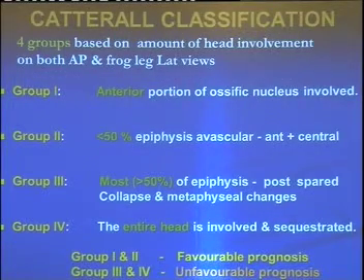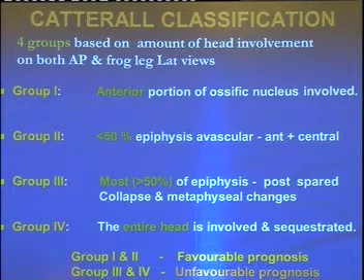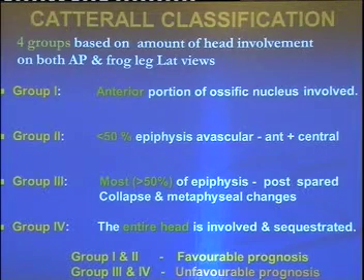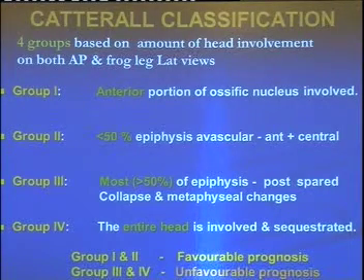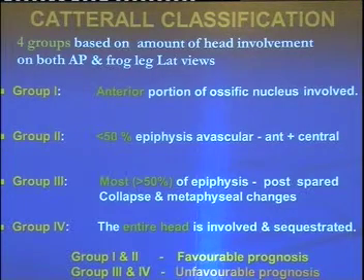Catterall classification, depending on the severity, it is divided into 4 groups. Judged on radiographs, AP and frog leg lateral views. Group 1, anterior portion of the ossific nucleus is involved. In group 2, less than 50% of epiphysis is involved, anterocentral part usually. Group 3, most of the epiphysis is involved, more than 50%. It gets fragmentation, collapses, metaphyseal changes also. Only posterior part of the epiphysis stays spared. So anterior is first to involve, posterior is last to get involved. Group 4, whole of the head is involved and it gets sequestrated.